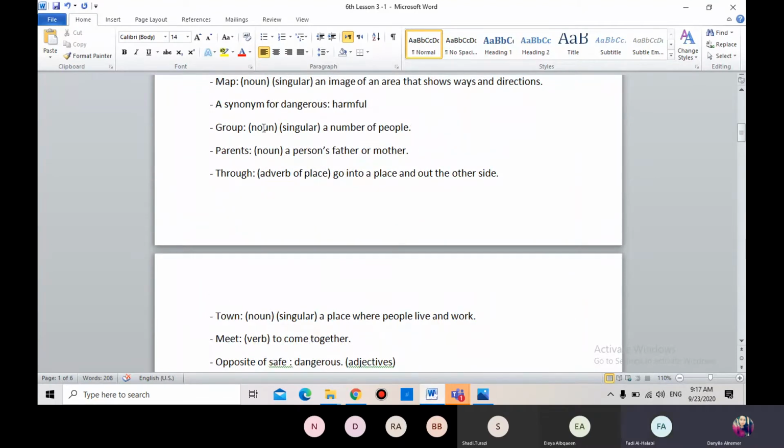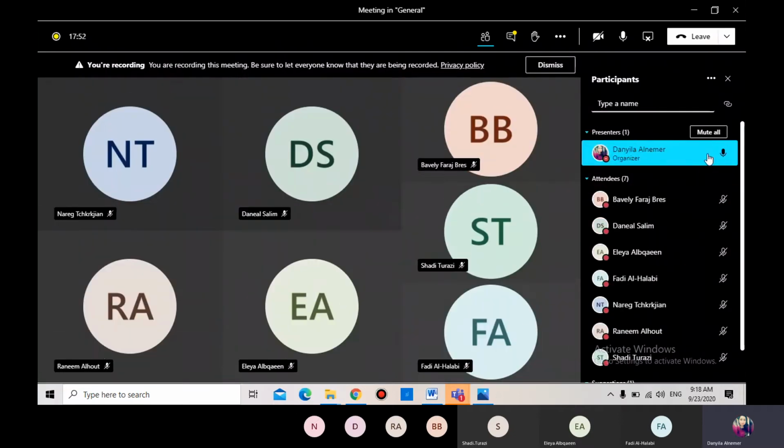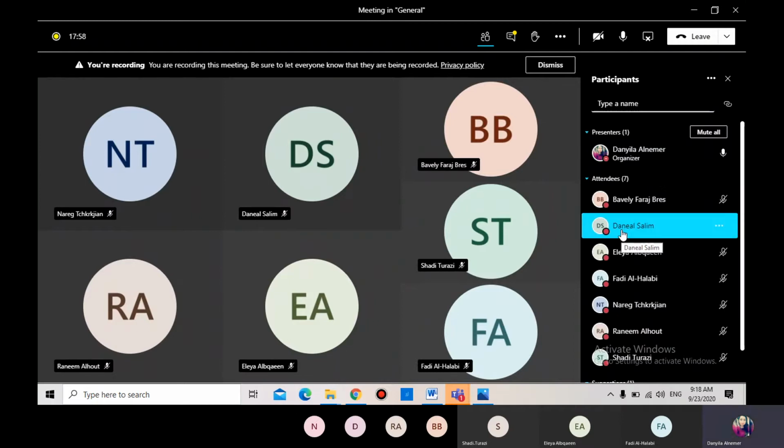So a group, what do we mean by a group? It's a noun, it's a singular, a number of people. If you are alone, it means it's singular. You are standing alone. But if you were standing with your friends and your classmates, it is now a what? When you are standing with your friends, you are now what? All of you. You and your friends.